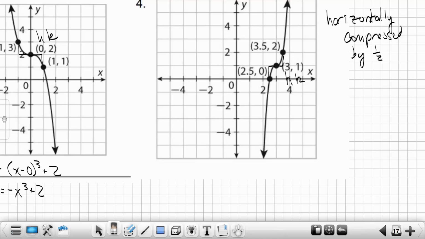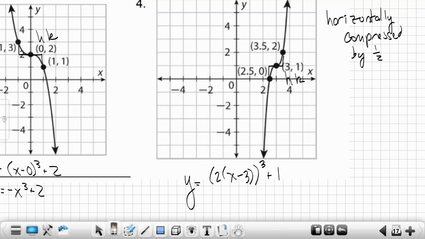All right. Bless you. So that is our horizontal compression by a half, which means we multiply by 2 on the inside. So if it was by 1/3, then it'd be 3. And if it was horizontally stretched by 3, it would be 1/3 on the inside.